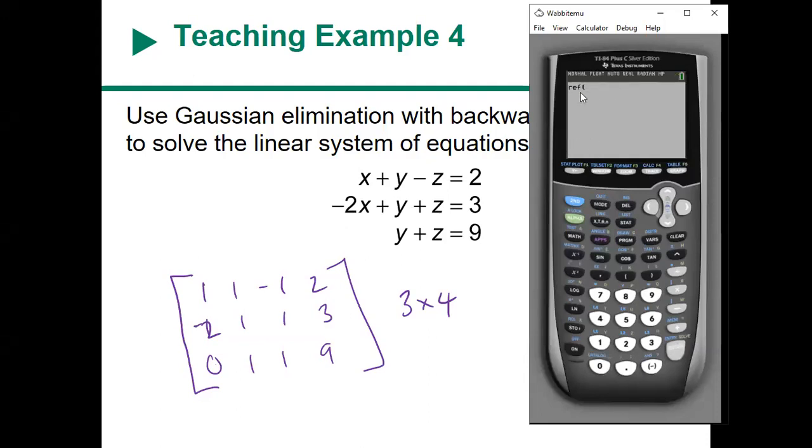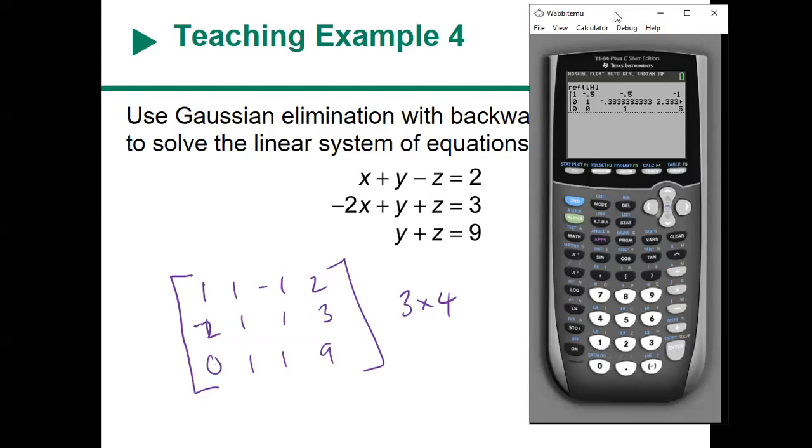After clicking on REF, we then are going to go back to the matrix and click on our matrix that we created, which is 1. So what we're telling the calculator is, I want you to put this in row echelon form for me so that I can use backward substitution to solve. Does that make sense? So we're going to press enter, and it now creates your matrix for you. So we're going to write it out.